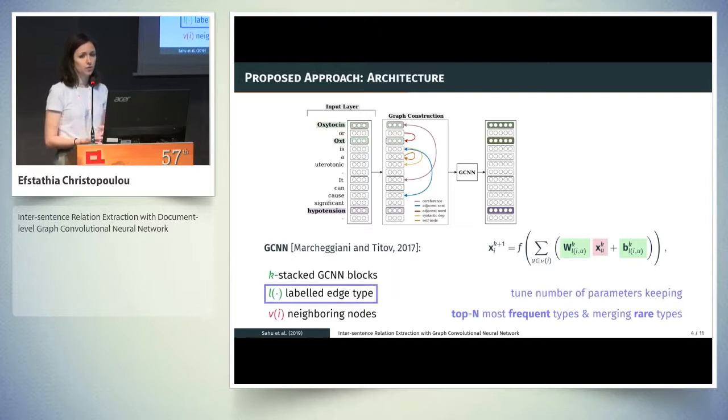So in order to avoid overparameterization, we tune the number of parameters and keep the top most frequent edge types while merging all the remaining types as a single "name-reared" edge type.